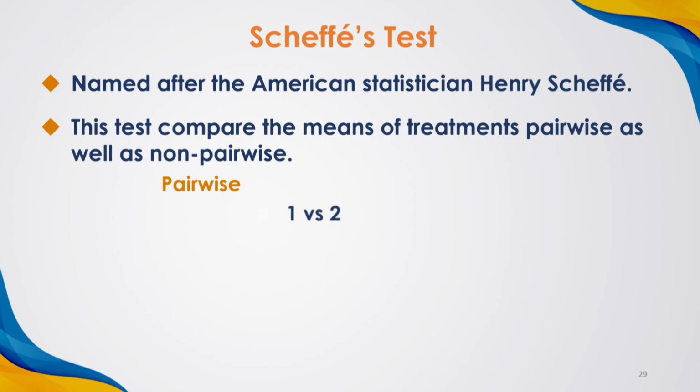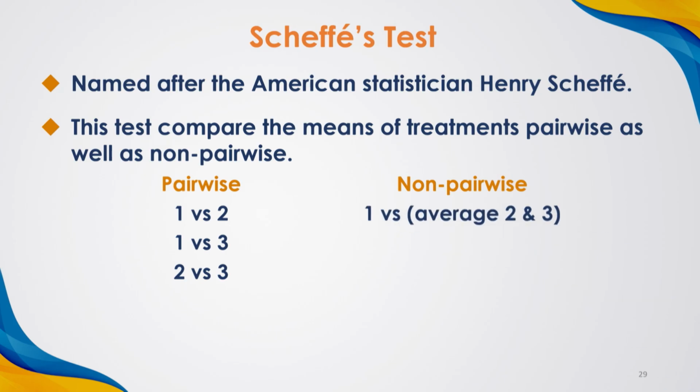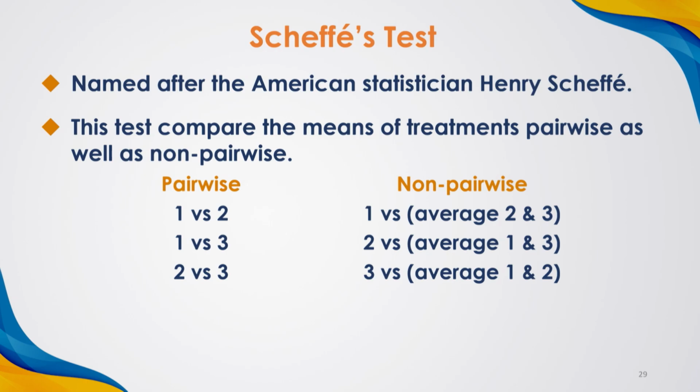Pairwise means when we are comparing 1 with 2 or 1 with 3 or 2 with 3. So, this sort of comparison is called as pairwise comparison. Non-pairwise comparison means we are comparing one with the combination of the other two, that is 1 versus the average of 2 and 3, 2 versus the average of 1 and 3, 3 versus average of 1 and 2. So, this sort of comparing the groups is called non-pairwise comparisons.